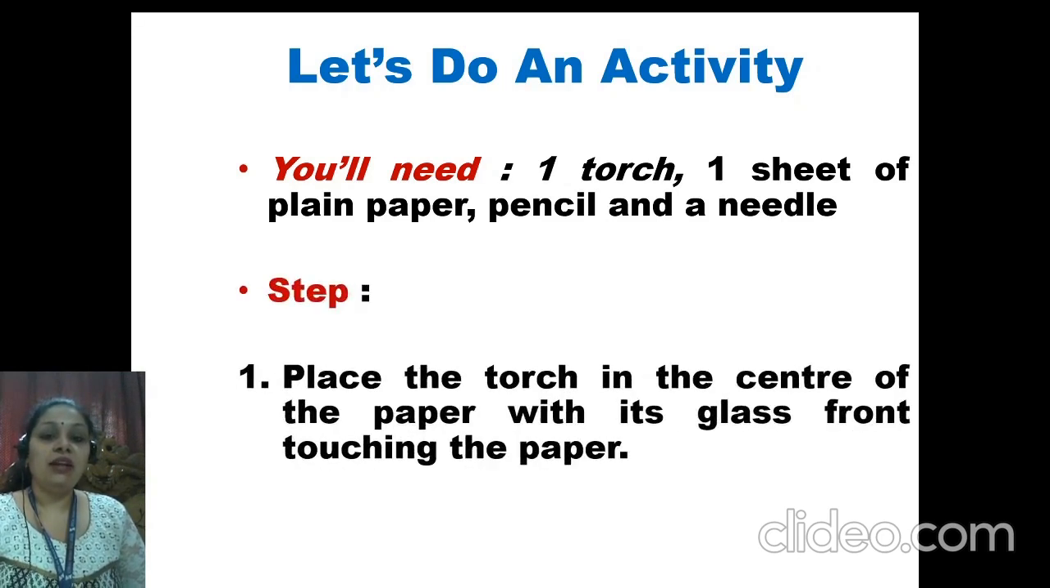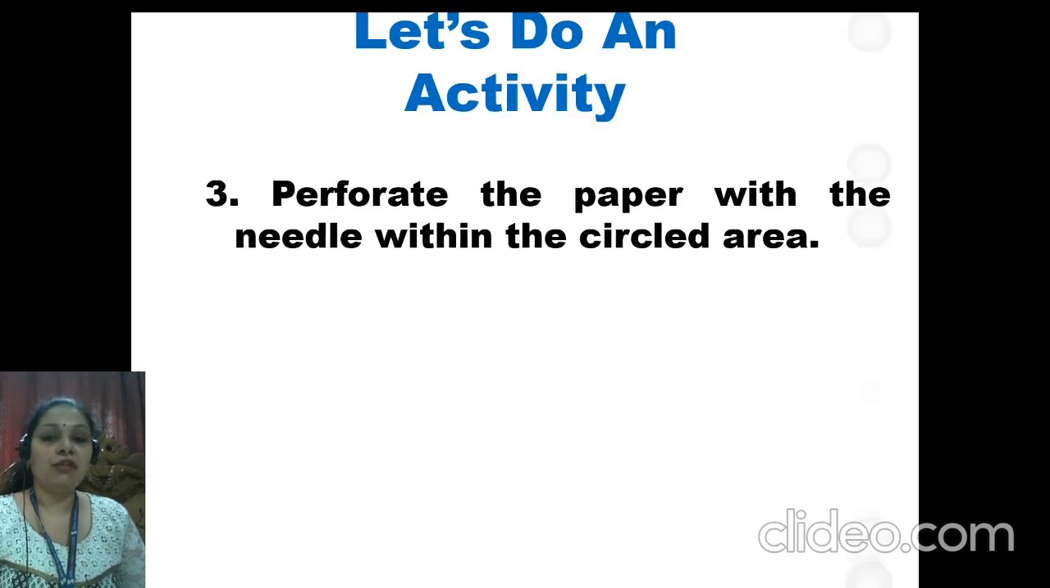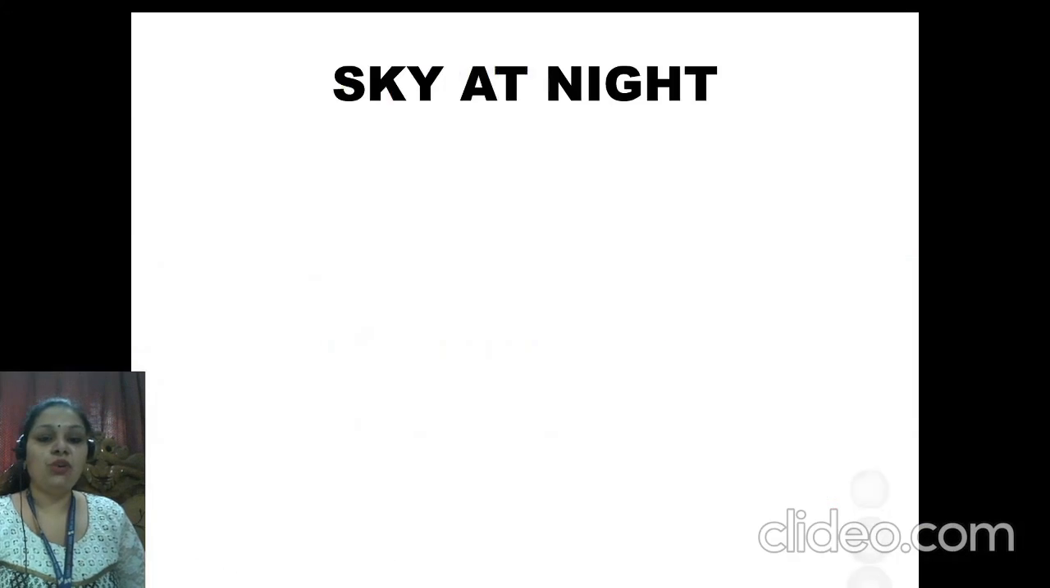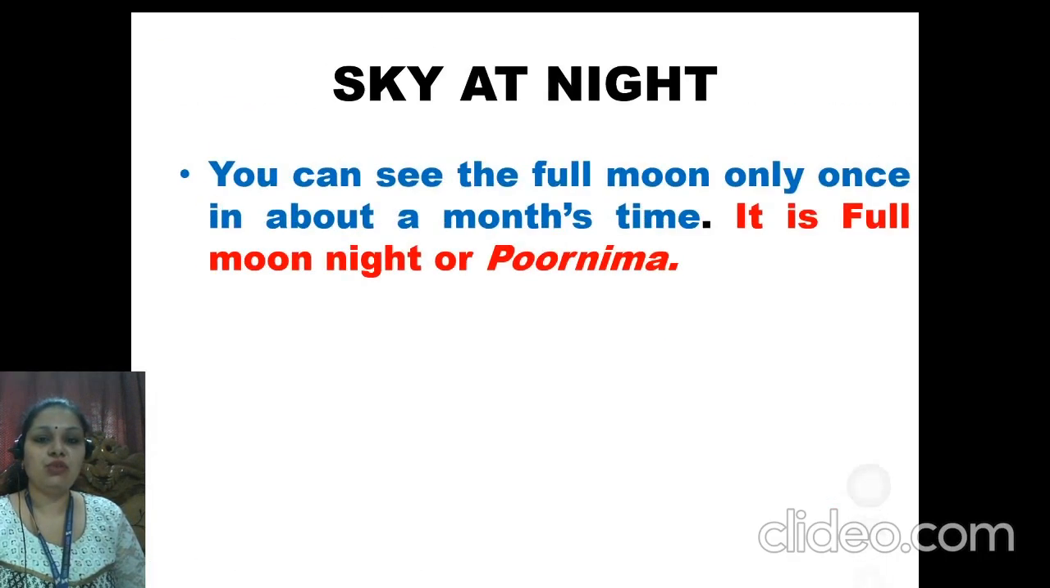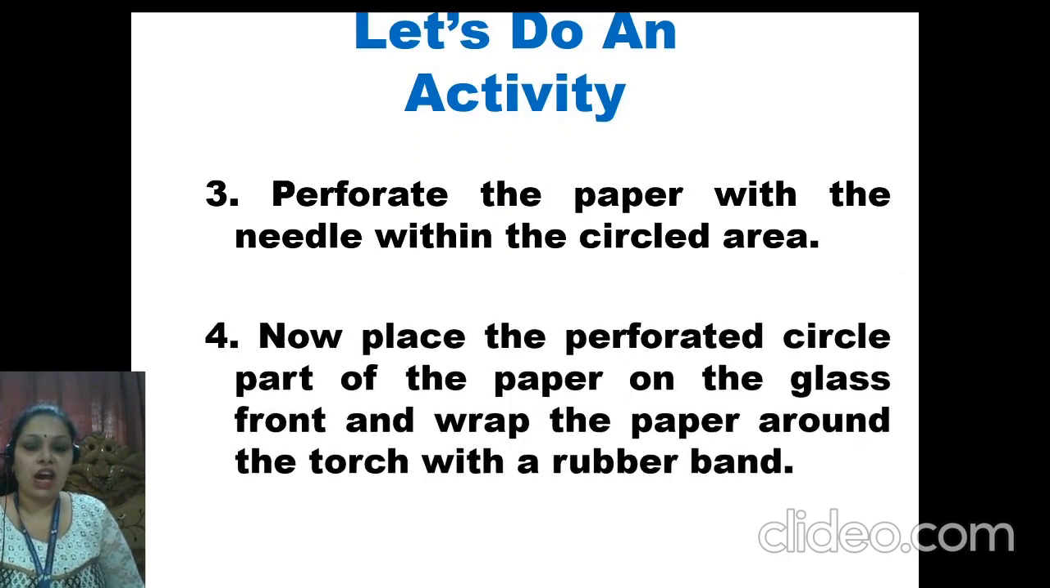Step 1. Place the torch in the center of the paper with its glass front touching the paper. Second, now draw a circle around the torch. Perforate the paper with the needle within the circled area. Now place the perforated circle part of the paper on the glass front and wrap the paper around the torch with a rubber band. Perforate means you have to make small holes.